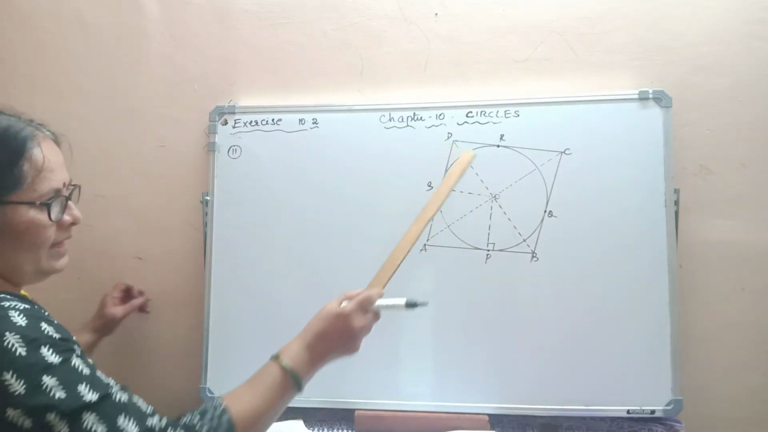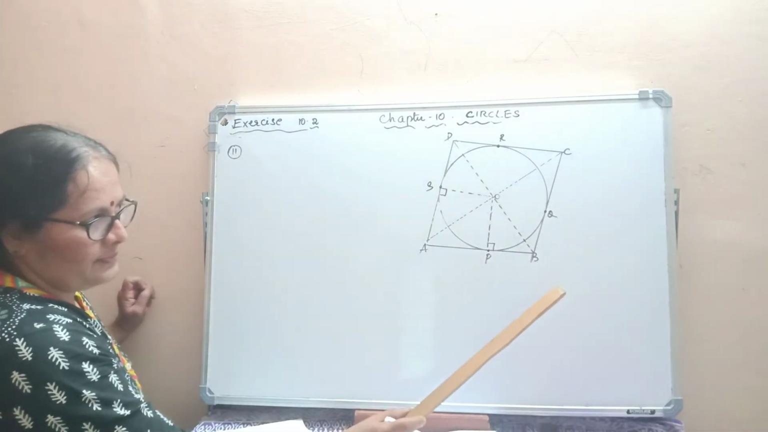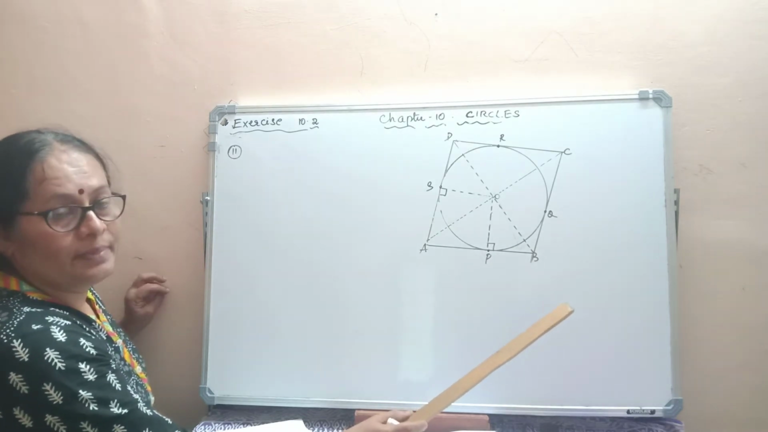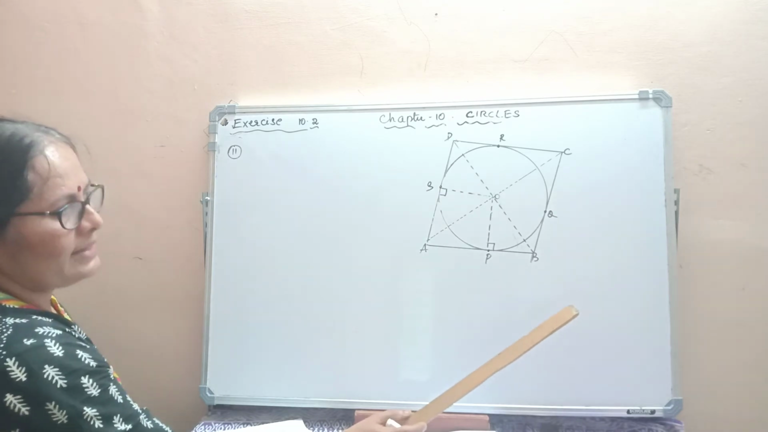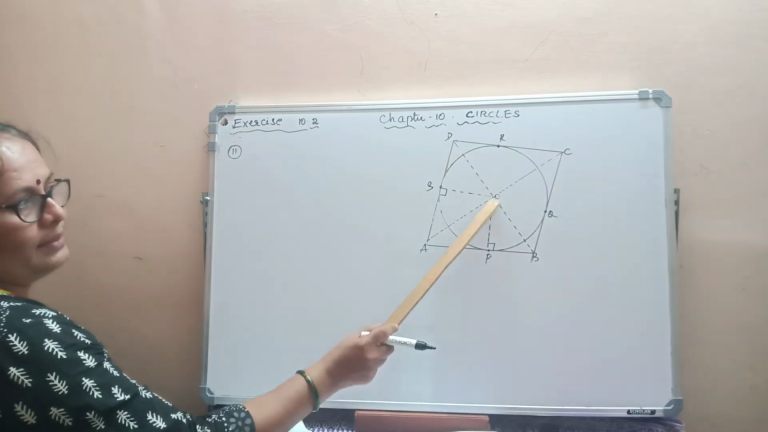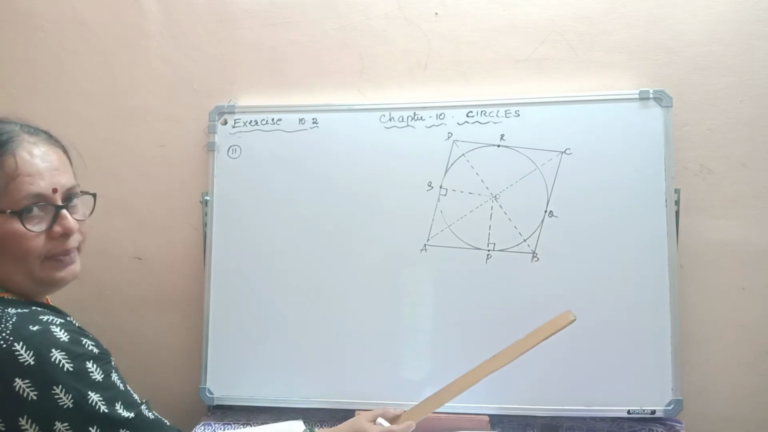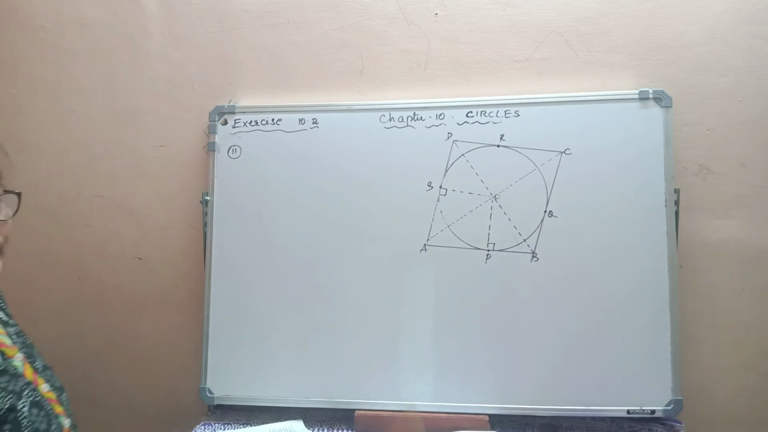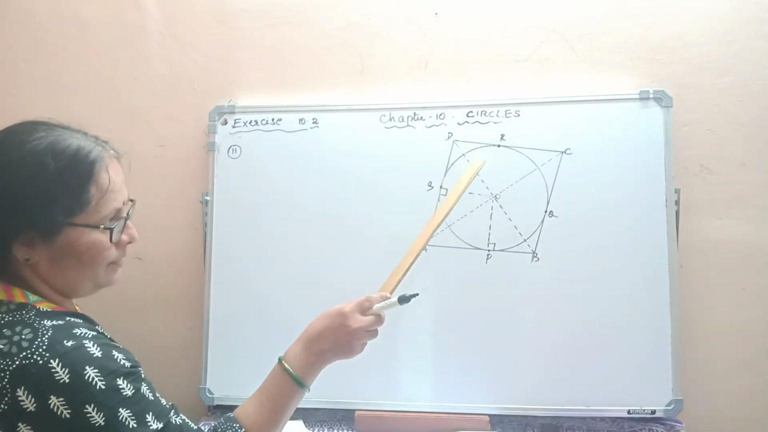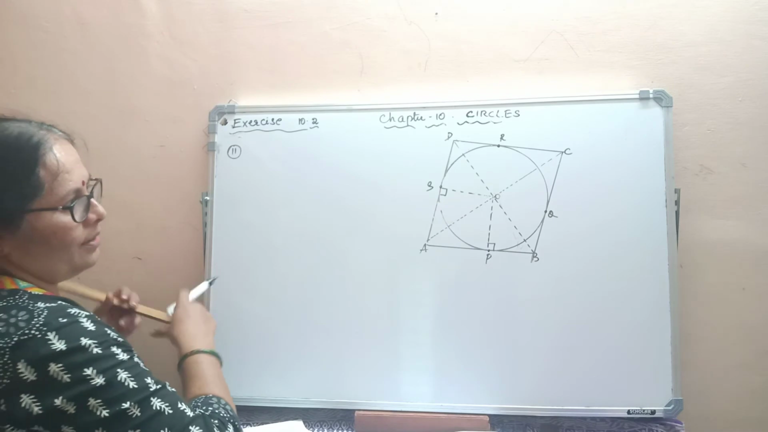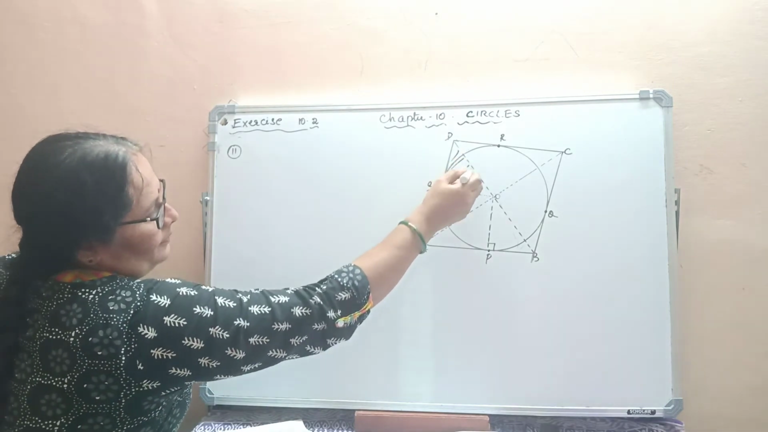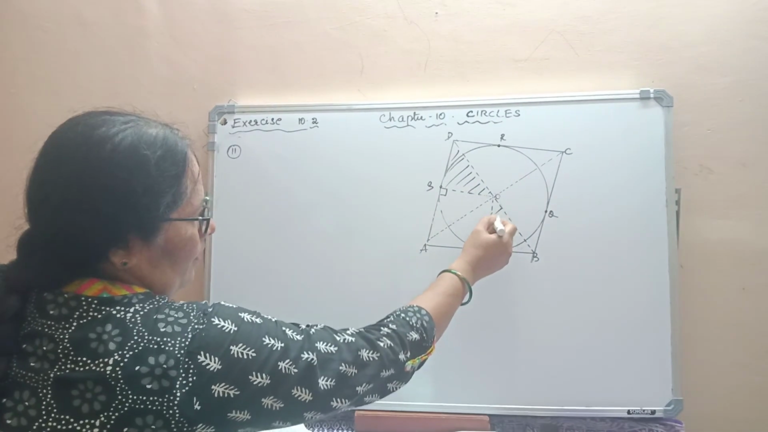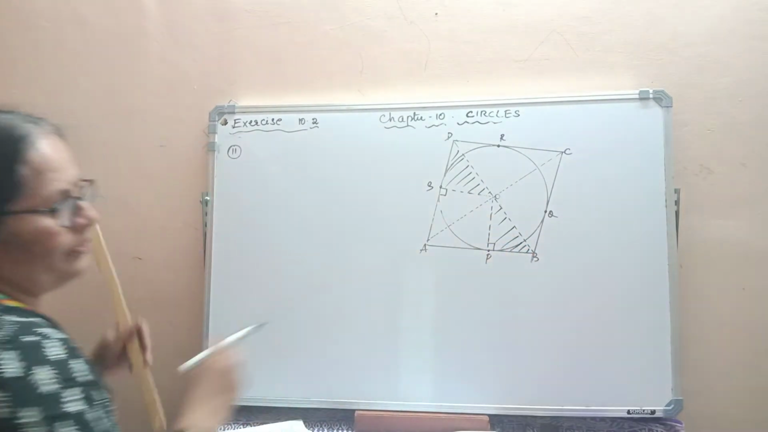Then OD equals OB because in parallelogram diagonals bisect each other. So that O is the midpoint of DB, that is DO equals OB. So by RHS rule, these two triangles are congruent. Triangle DSO is congruent to BPO.